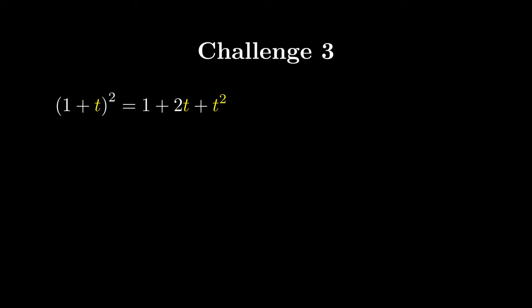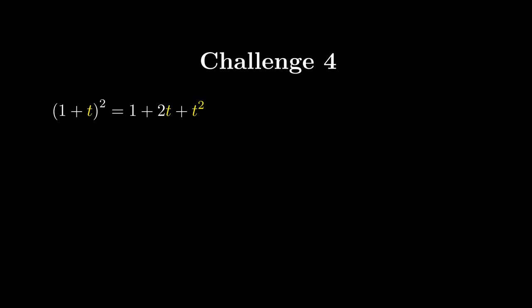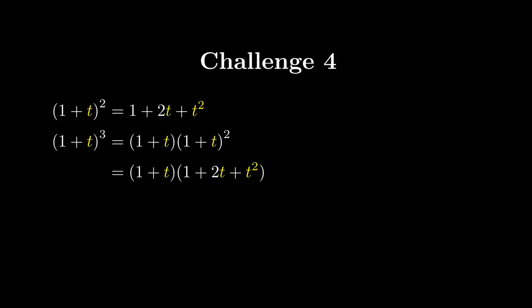But we can jack the night up by a little bit. How do we find the cube of 1 plus t? We can think of this as (1 plus t) times (1 plus t) all squared. But we have an expansion for (1 plus t) all squared. This is simply 1 plus 2t plus t squared.